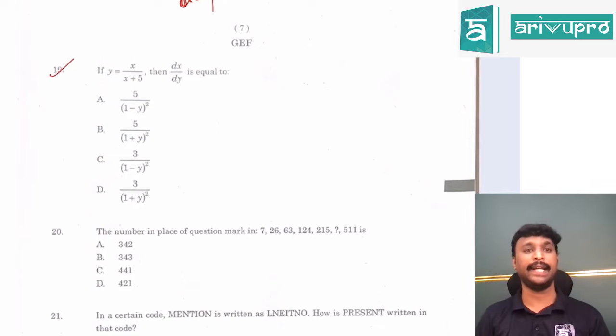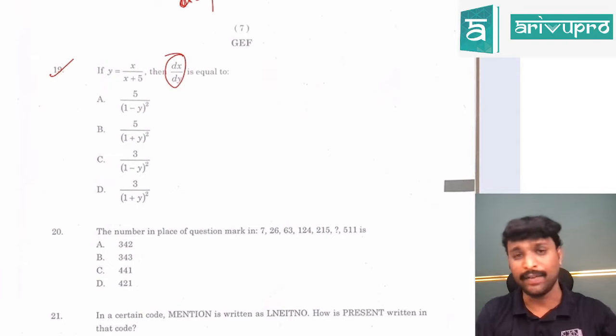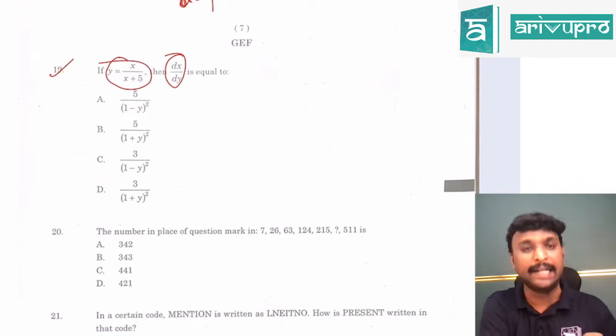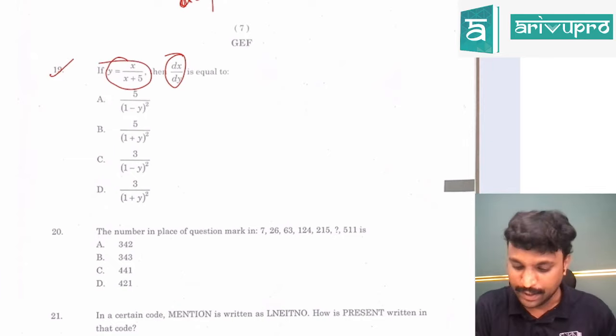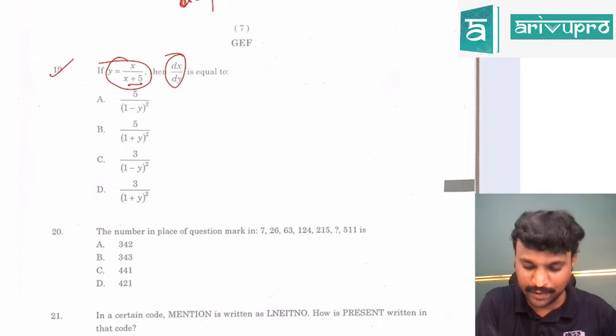Question number 19. y is equal to x divided by x plus 5. You need to find dx by dy. Guys, if you want to find dx by dy, first of all, you have to express x in terms of y. What is given to us is y in terms of x. So if I want to express x in terms of y, I have to cross multiply: x plus 5 into y.